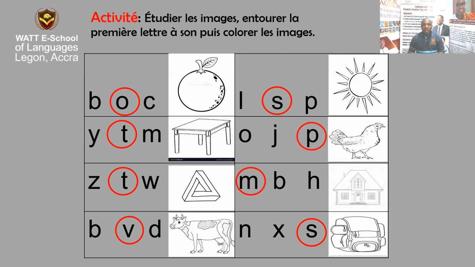The seventh one is vache. Va. Va. And the eighth one is sac. Sa. All right, I hope you understand. It's so simple. Let's go to the next activity.